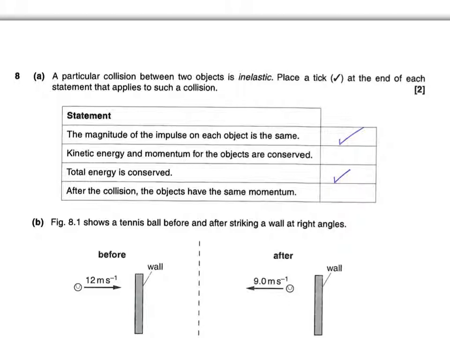So the magnitude of the impulse on each object is the same. Now that's not a law that you'll have learned per se, but think what impulse is. Impulse is force times the time interval, and we do know that the size of the forces on the two objects are going to be the same. That comes from Newton's third law, and of course that they must occur for the same amount of time. So it is true that the magnitude of the impulse on each object is the same.